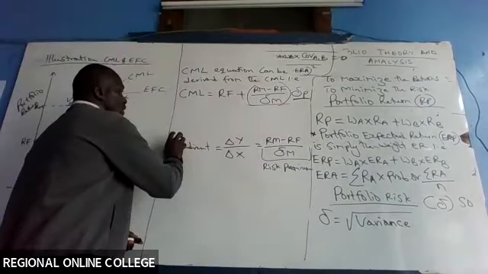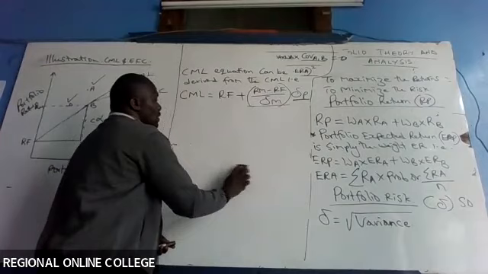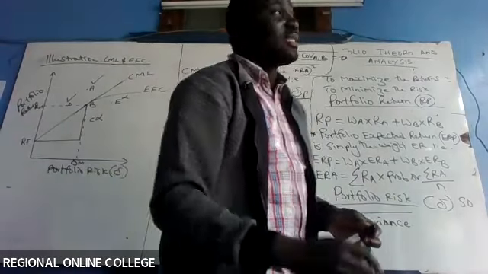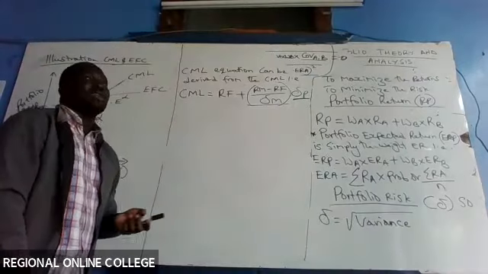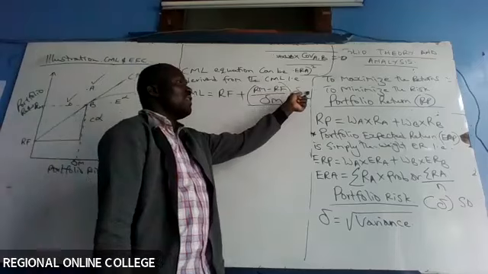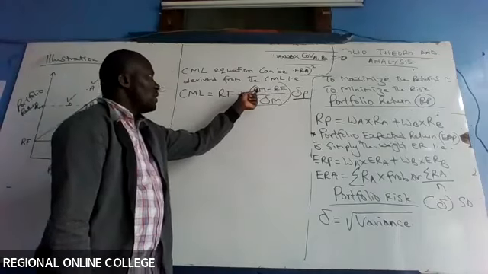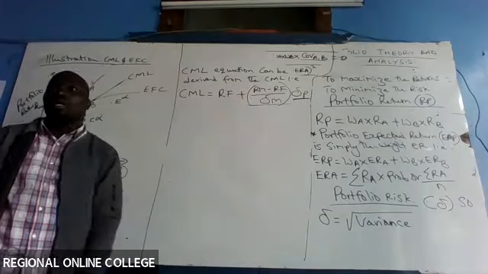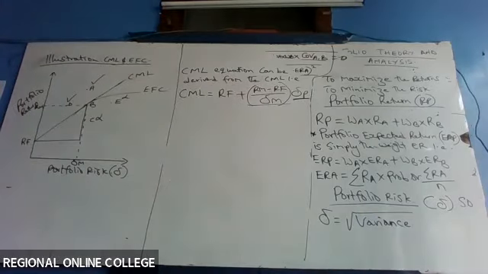But out of the 4-in-1, the first one is the longest. I believe there is nothing to define here, so let's go direct. This is the standard deviation of the market, standard deviation of the portfolio, expected return of the market, risk free rate. It's more direct. Great.